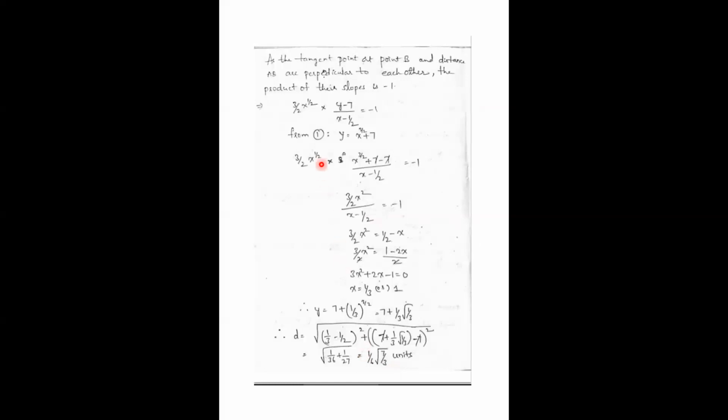From equation 1, we substitute y equal to x power 3 by 2 plus 7 here: 3 by 2 x power 1 by 2 into (x power 3 by 2 plus 7 minus 7) by (x minus 1 by 2) equal to minus 1. Then we will get a quadratic equation by solving all these steps. By solving this quadratic equation, we will get the value of x as 1 by 3 or 1. As 1 by 3 is the nearest point when compared to 1, we should consider 1 by 3.